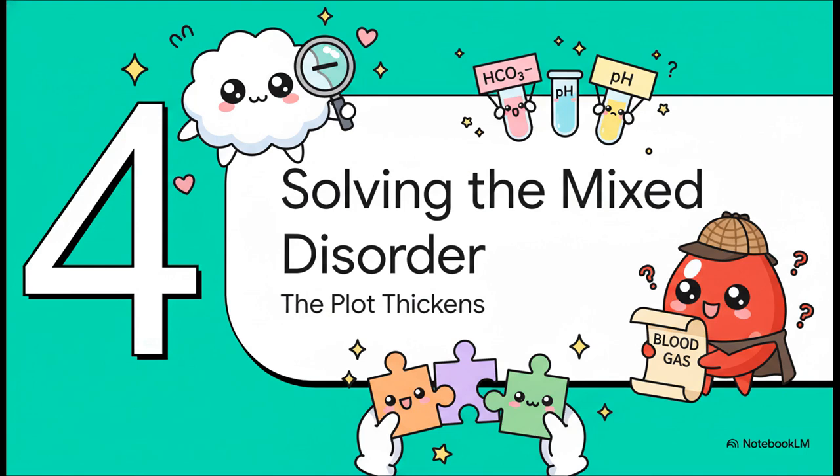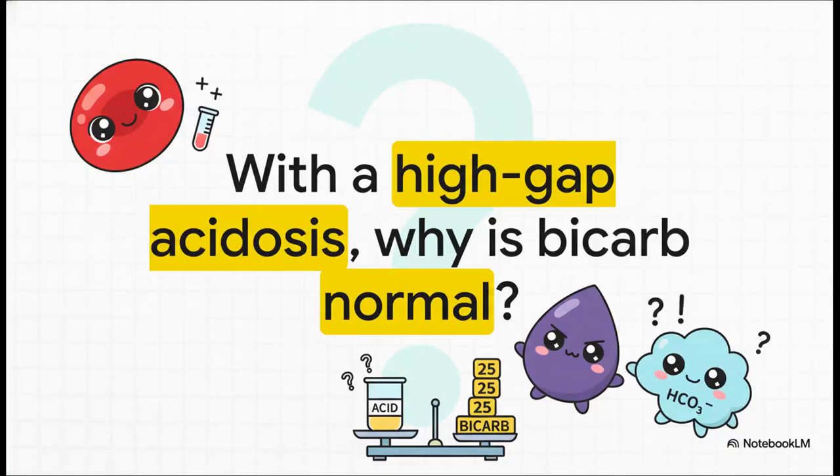So we found our clue, a huge anion gap. But wait a second, this just creates a new puzzle, right? If the patient has a high gap acidosis, why on earth were their blood gases, especially that bicarbonate, totally normal? It's time to solve this mixed disorder. This is the million-dollar question. An acidosis, by definition, means there's too much acid, and that acid should be chewing through the body's bicarbonate. That number should be low, but ours is 25, right in the normal range. How is that even possible?